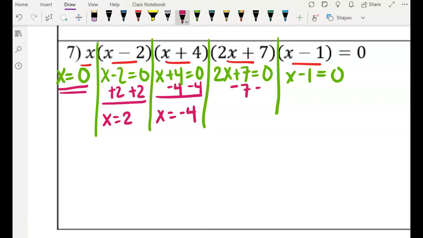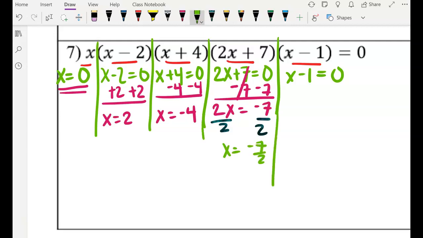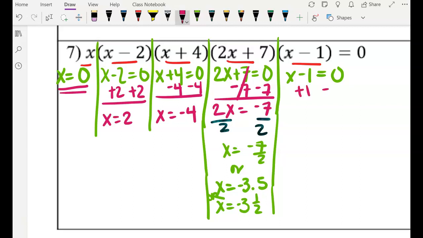This one, minus 7 first. So that's going to be 2x equals negative 7. Then next, we will divide by 2. Then that's going to give us x equals negative 7 over 2. Yes, we can definitely write that as negative 3.5, or some of you guys were like, oh, well, could I write it as negative 3.5? Yes, you can. Any one of these is fine. And our next one is going to add 1 to both sides. And yes, if you can see that x equals 1, you can go straight there. So we have 1 answer, 2 answers, 3 answers, 4 answers, and 5.